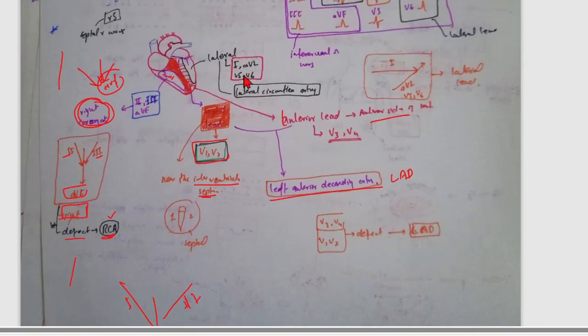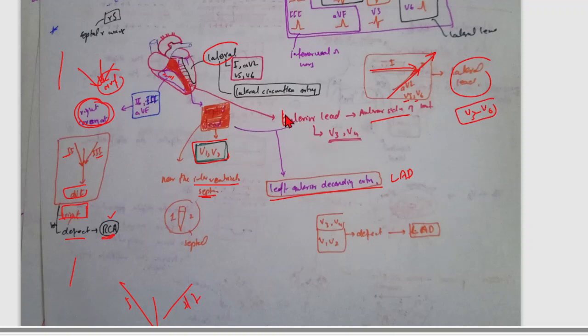Now another thing is the lateral leads. Lateral leads are actually lead 1, which is also on the lateral side, and another is AVL. Also AVL. V3 to V6 are actually lateral leads. Okay, they show the lateral side.